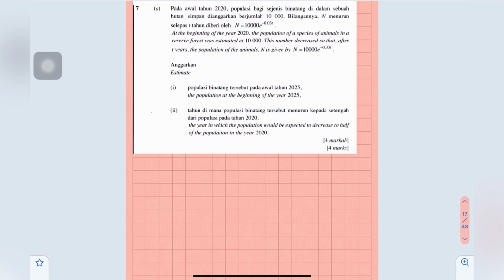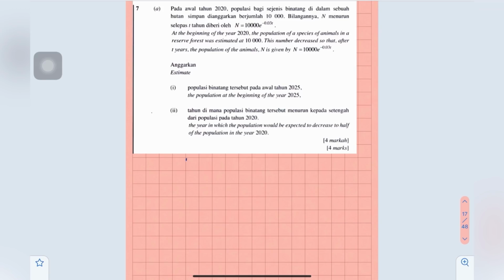Next, question number 7A. At the beginning of the year 2020, the population of a species of animal in a reserve forest was estimated at 10,000. This number decreased so that after 30 years, the population of the animal N is given by N equals 10,000 e power of negative 0.03t. Estimate 1. The population at the beginning of the year 2025.